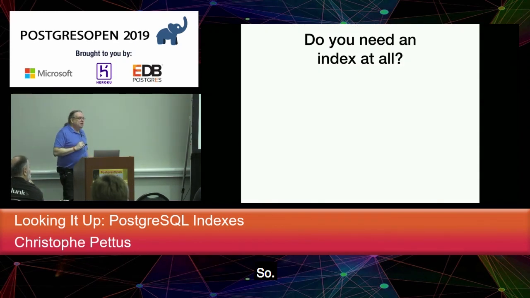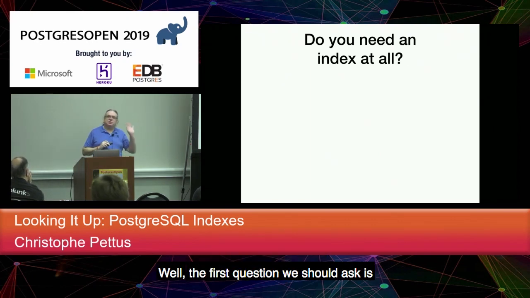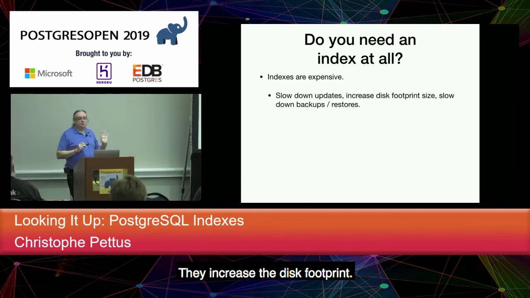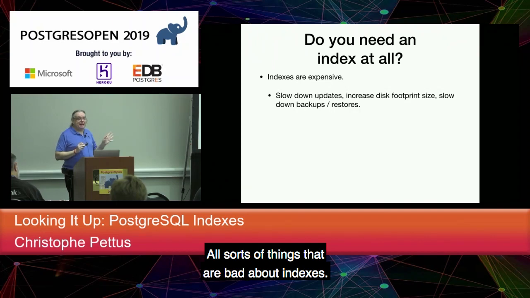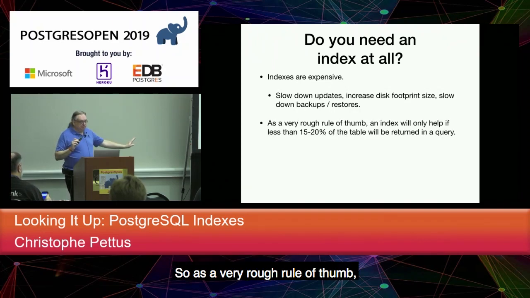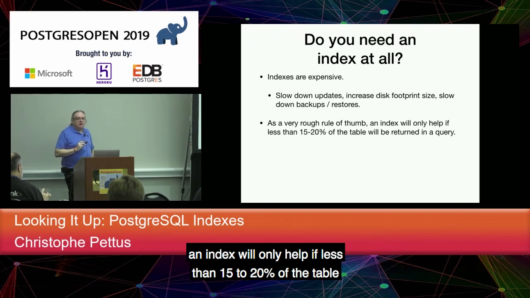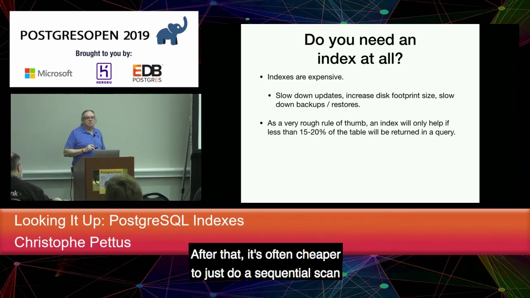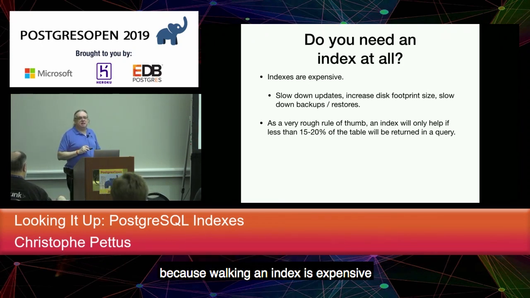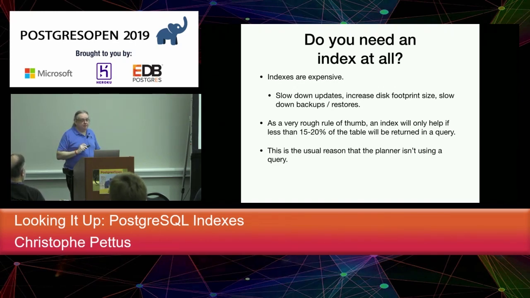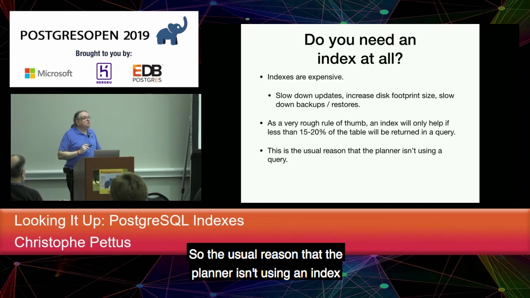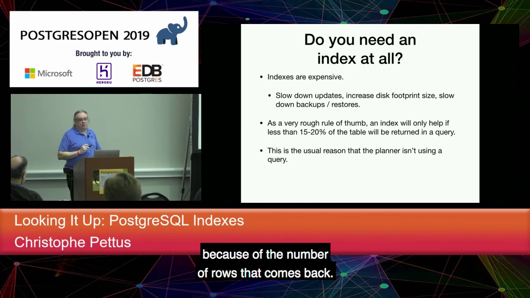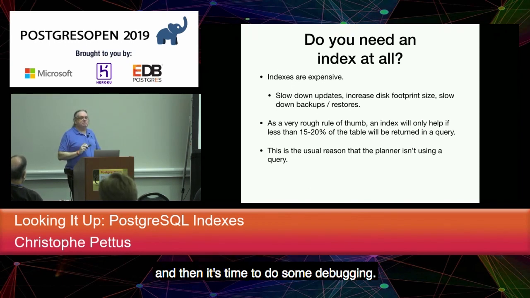So, now that we have our toolbox, how do we use it? Well, the first question we should ask is, do we need an index at all? Indexes are expensive. They slow down updates, they increase the disk footprint, they slow down backups and restores, all sorts of things that are bad about indexes. So as a very rough rule of thumb, an index will only help if less than 15 to 20% of the table will be returned on a query. After that, it's often cheaper to just do a sequential scan, because walking an index is expensive compared to just scanning the table. So the usual reason that the planner isn't using an index is it thinks it's more expensive than a sequential scan because of the number of rows that come back. Sometimes it's wrong, and then it's time to do some debugging.